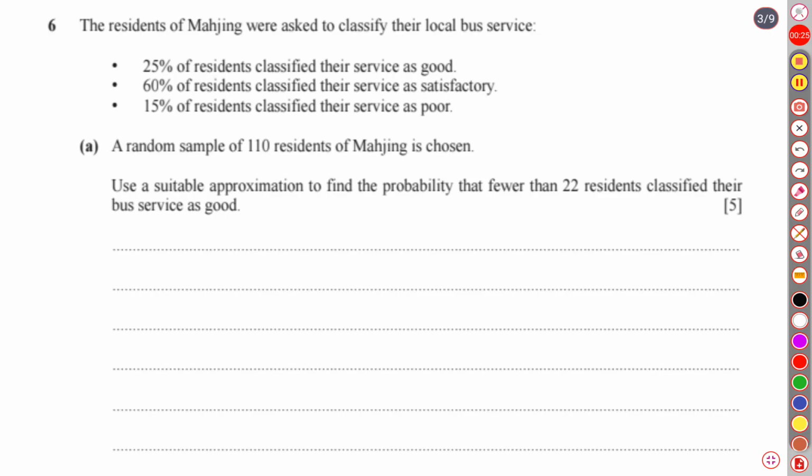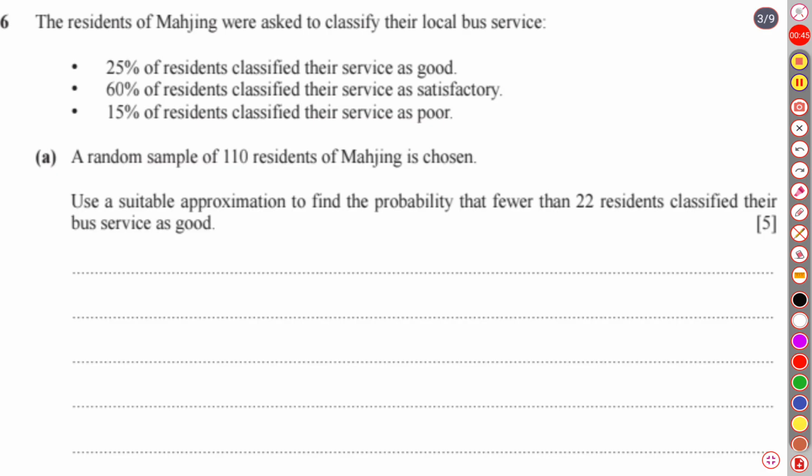The residents of Mahjong were asked to classify their local bus service. 25% of residents classified their service as good, 60% as satisfactory, and 15% as poor. Part A says a random sample of 110 residents of Mahjong is chosen. Use a suitable approximation to find the probability that fewer than 22 residents classified their bus service as good.